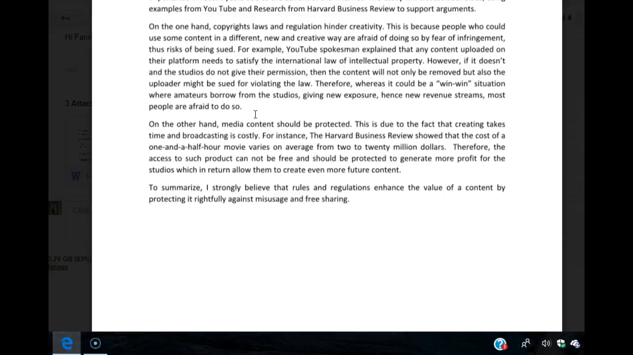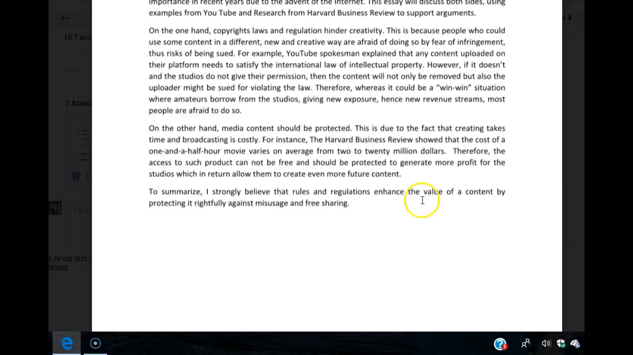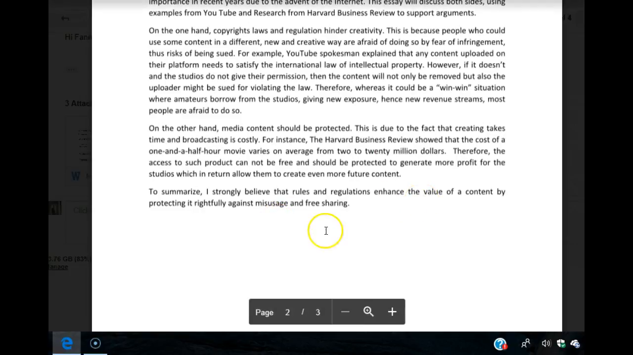Okay. So on the other hand, media content should be protected. This is due to the fact that creating takes time and broadcasting is costly. For instance, the Harvard Business Review showed that the cost of a 1.5-hour movie varies on average from $2 to $20 million. Therefore, the access to such product cannot, this is one word, be free and should be protected to generate more profit for the studio, which in return allows them to create even more future content. To summarize, I strongly believe that rules and regulations enhance the value of content, not a content, by protecting it rightfully against misuse and free sharing.